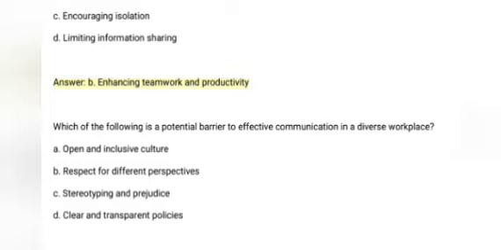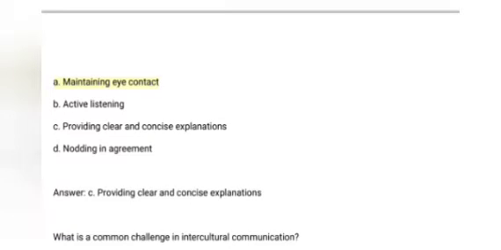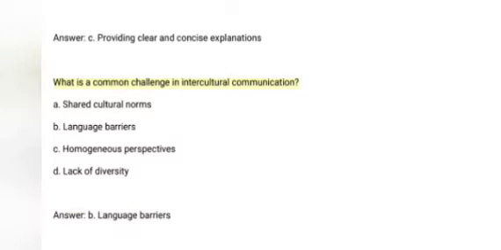Which of the following is a potential barrier to effective communication in a diverse workplace? A. Open and inclusive culture. B. Respect for different perspectives. C. Stereotyping and prejudice. D. Clear and transparent policies. Answer: C, stereotyping and prejudice. In a group communication setting, what is an example of a verbal communication skill? A. Maintaining eye contact. B. Active listening. C. Providing clear and concise explanations. D. Nodding in agreement. Answer: C, providing clear and concise explanations.